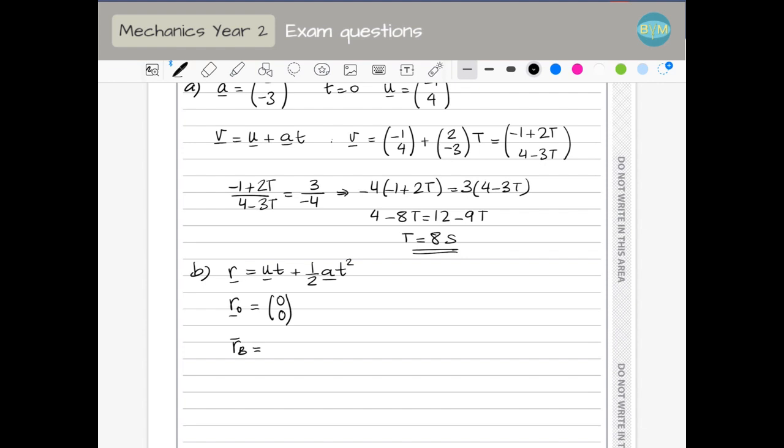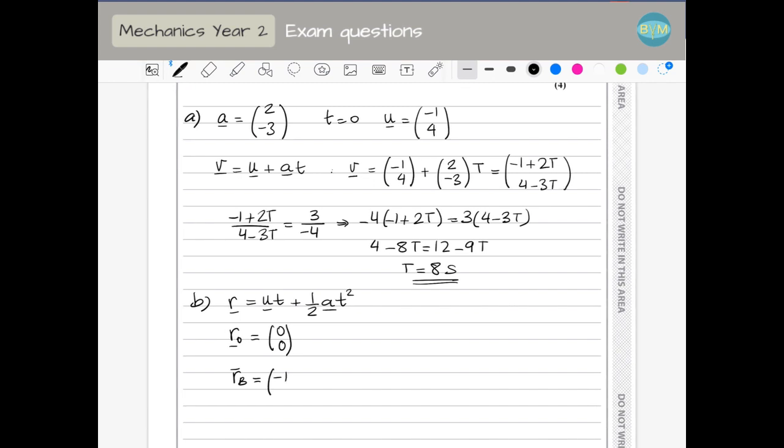So the position vector is the initial velocity that we said it was minus 1, 4. Time is 4. Plus 1/2, acceleration is constant, 2, minus 3 times 4 squared. So this is minus 4, just multiplying the vectors, 16. This is 16 divided by 2 is 8, so 8 times 2, 16. This is plus. And minus 3 times 8, minus 24. So this vector here is 12, minus 8. So this is the position vector of B.